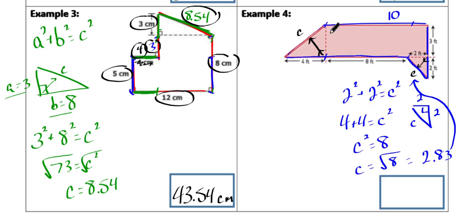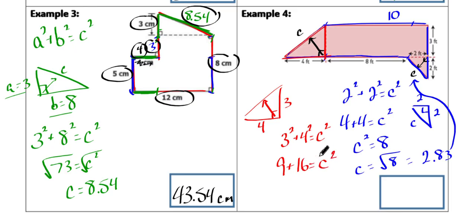I'm going to do the exact same thing with this right triangle. So I have my right angle down here. 4 is the bottom side. 3 is the height of that triangle. That's my A and B. I'm looking for C. It's the one that's across from the right angle. So I know it's going to be bigger than 3 or 4. So C squared is 25. So C is the square root of 25, or just 5.